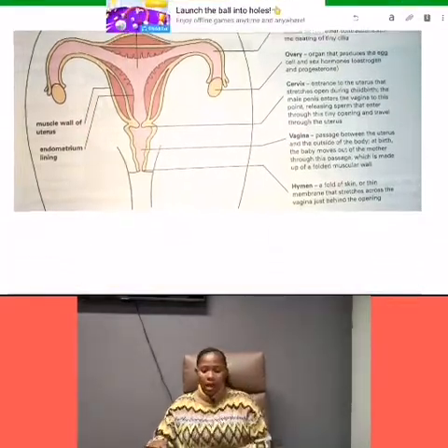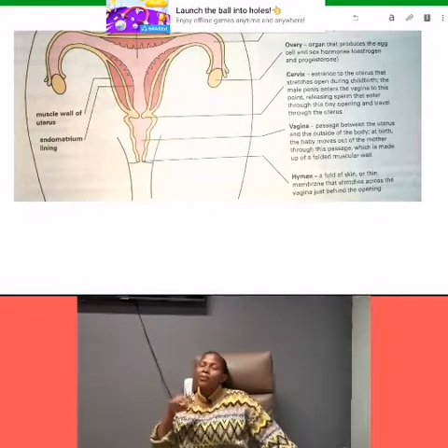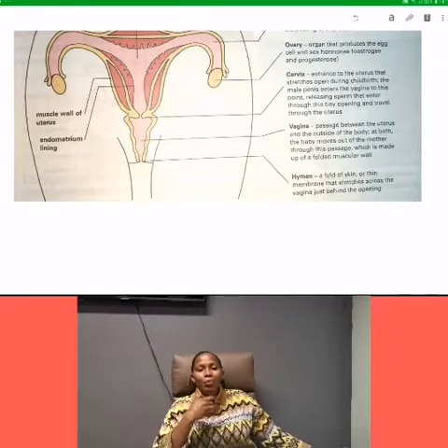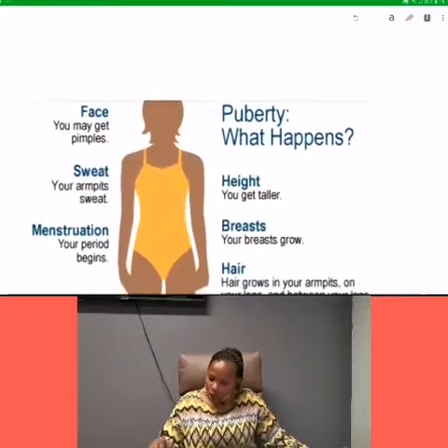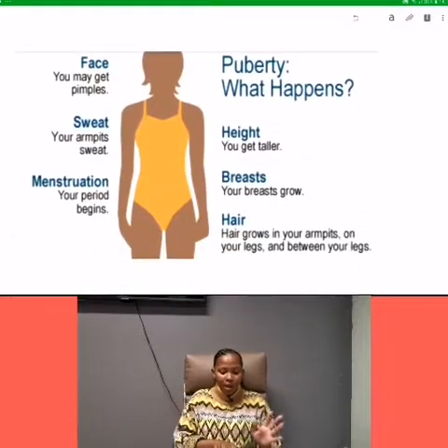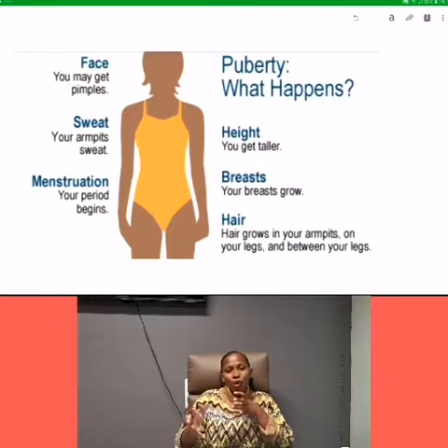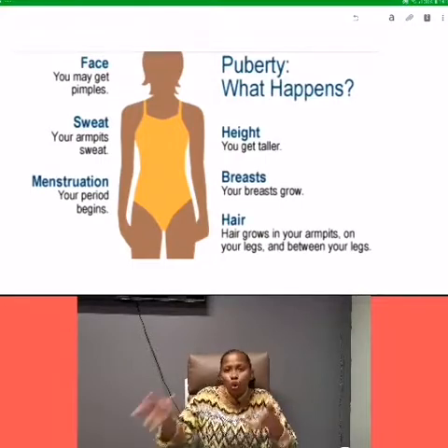Now we are going to talk about the unique human characteristics of some aspects of reproduction. Particularly, we are going to talk about puberty. We are going to talk about the changes that occur during puberty, and later on we're going to talk about the hormones that are responsible for those changes.